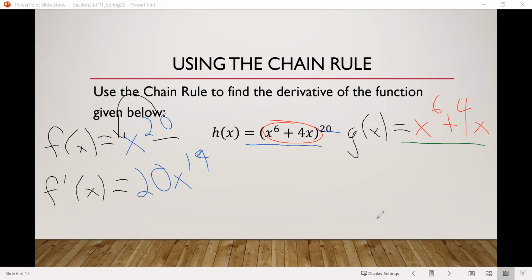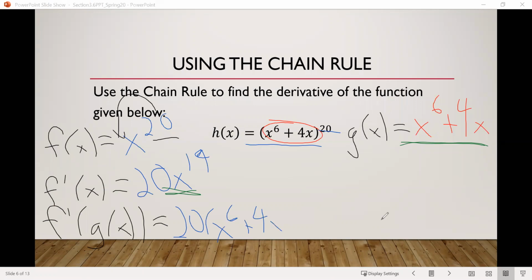Now what we have to do is take f prime and evaluate it at g of x, which means we need to plug g of x into it, which means our function for g over here is going to get plugged in for x here. So we have 20 times now x to the 6th plus 4x raised to the 19th power. So that's that second step.